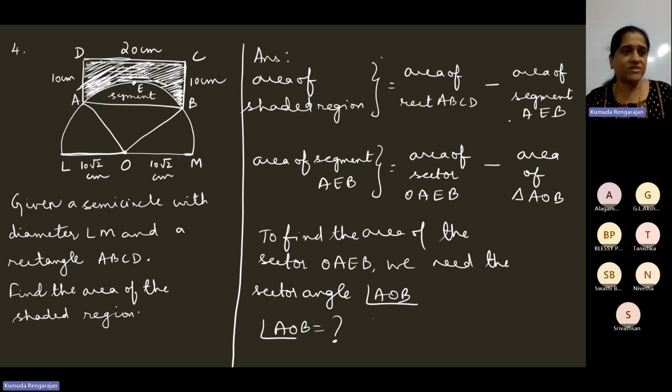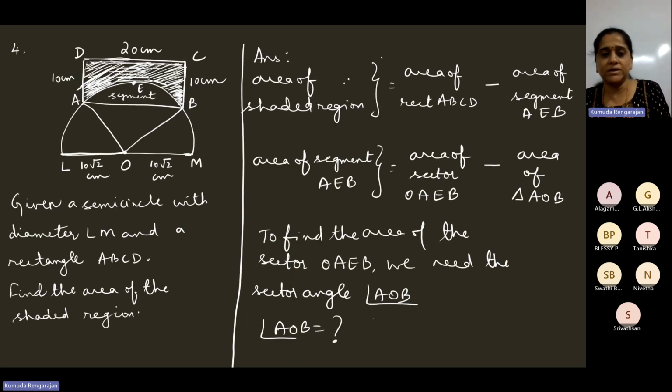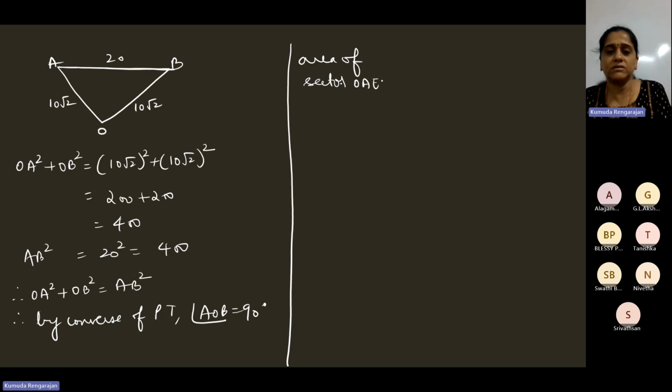That means you should find the area of the sector then. But to find the area of the sector, we need the sector angle. We know the radius, 10 root 2. We don't know the sector angle. We'll have to find the sector angle, so we have to find angle AOB. In the first place, we'll have to find angle AOB, and angle AOB is 90 degrees. Now, what's the area of the sector? Area of sector OAEB is equal to sector angle AOB by 360 into pi r square.